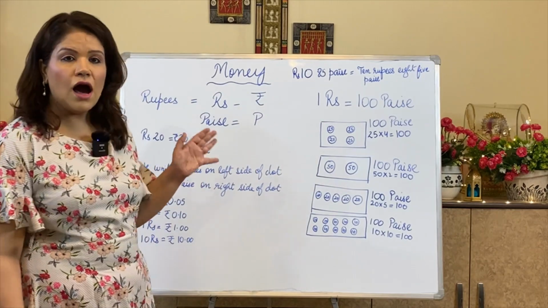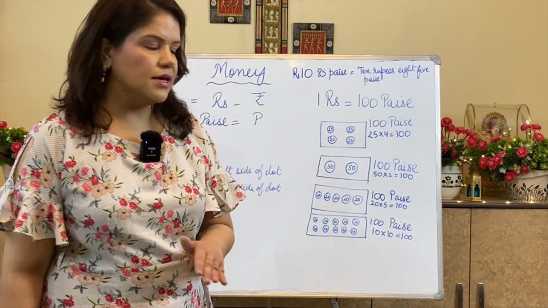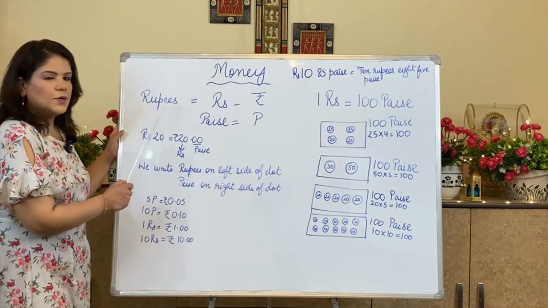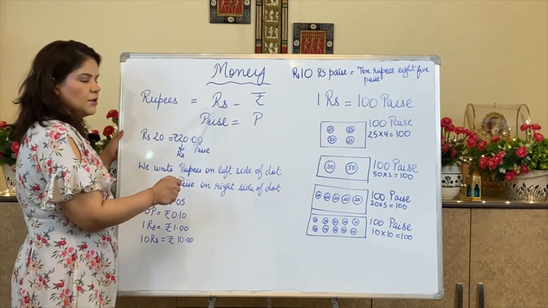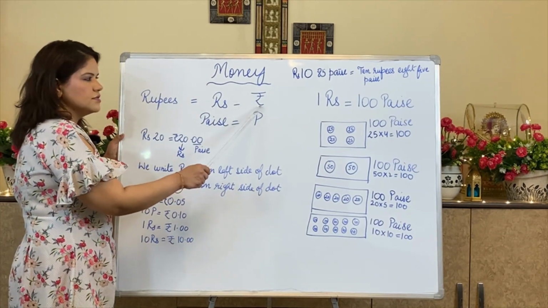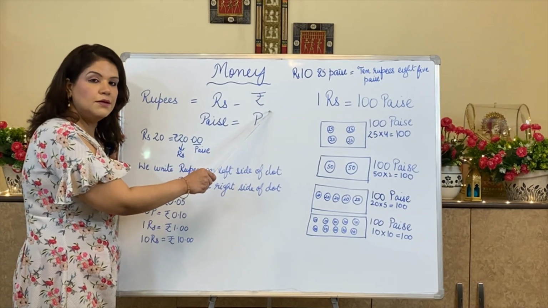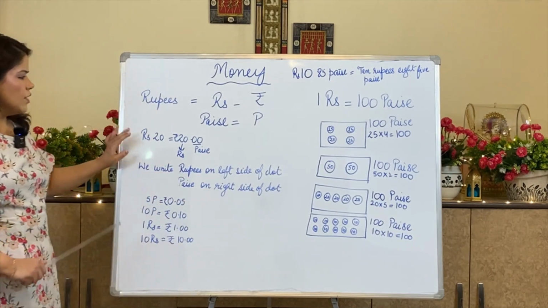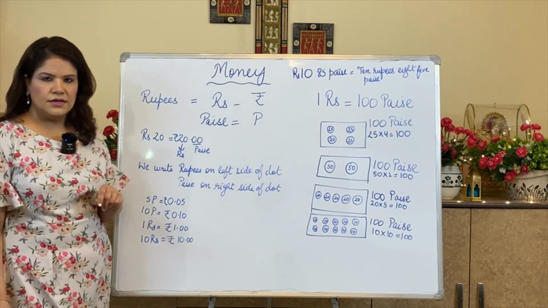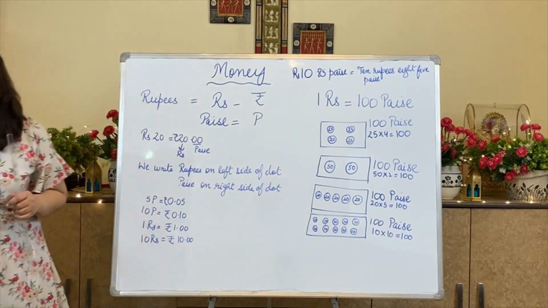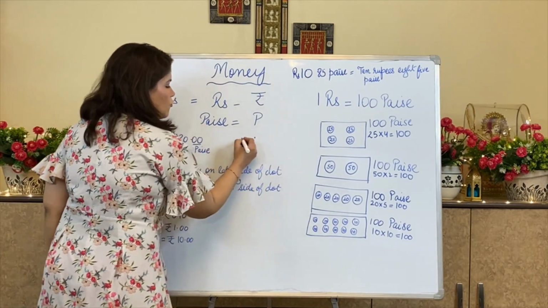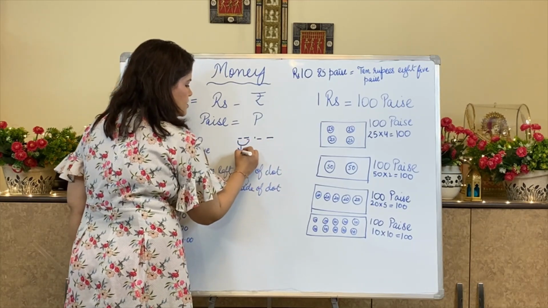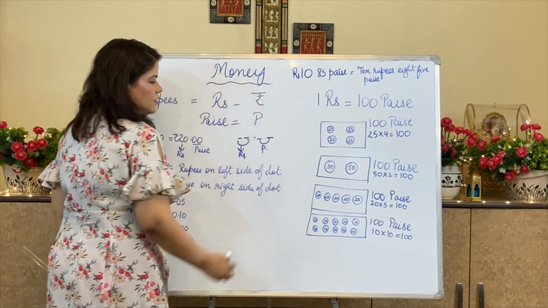Now I am going to explain how to write rupees and paise in their symbolic form or in words. Rupees can be represented as Rs, and this is the symbol to represent rupees in mathematics. For paise, we write P. Like, I have to write 20 rupees. How will I write it? I will write them separated by one dot. For rupees, I will be using 2 digits, and these two I will be using for writing the paise.